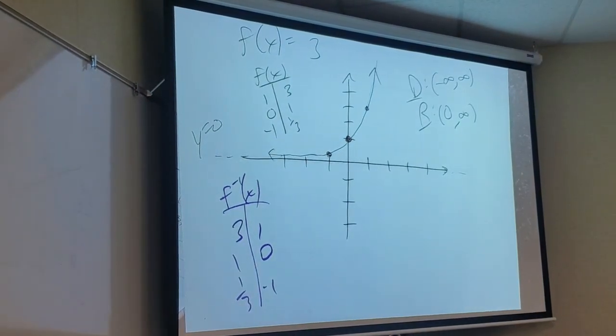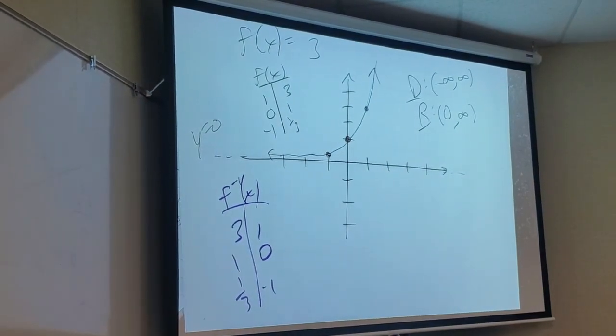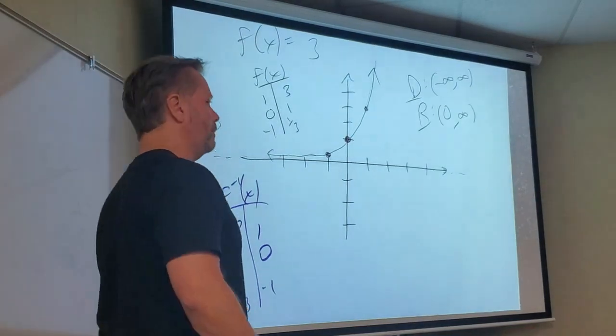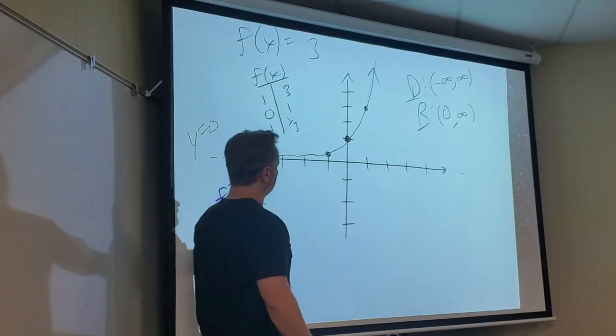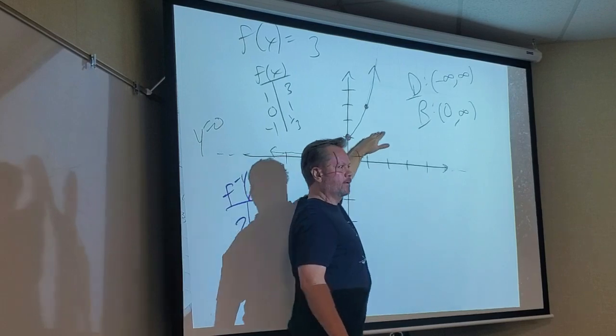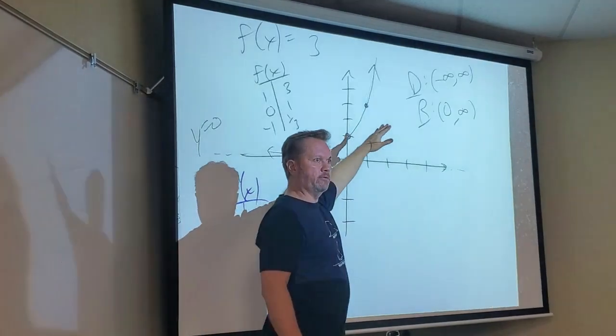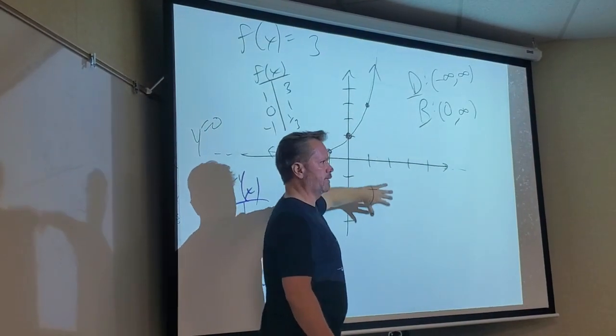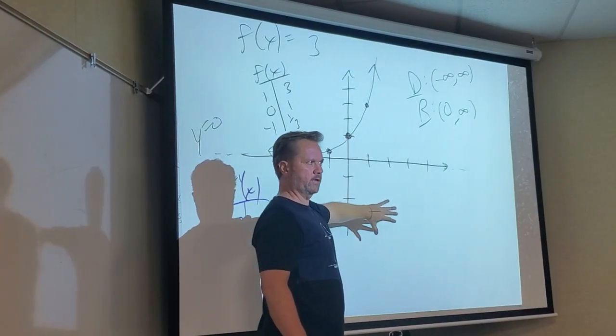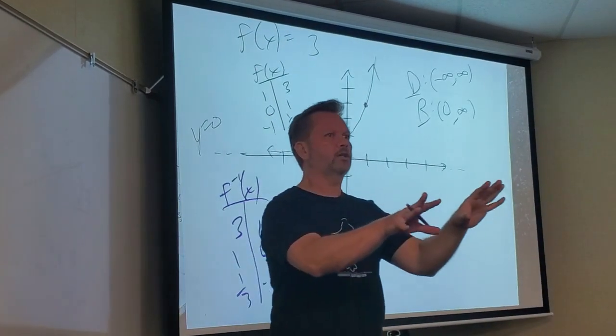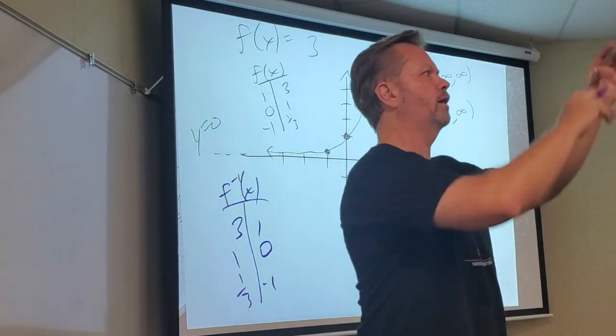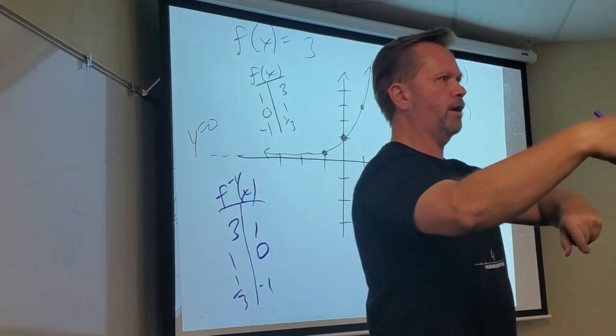Also, real quick, do you guys remember what line an inverse function flips over? Y equals x. It flips over the y equals x line. Remember that? We had those pictures. And that should kind of make a little bit of sense. Since we switch x and y, visually it's going to flip over the y equals x line.